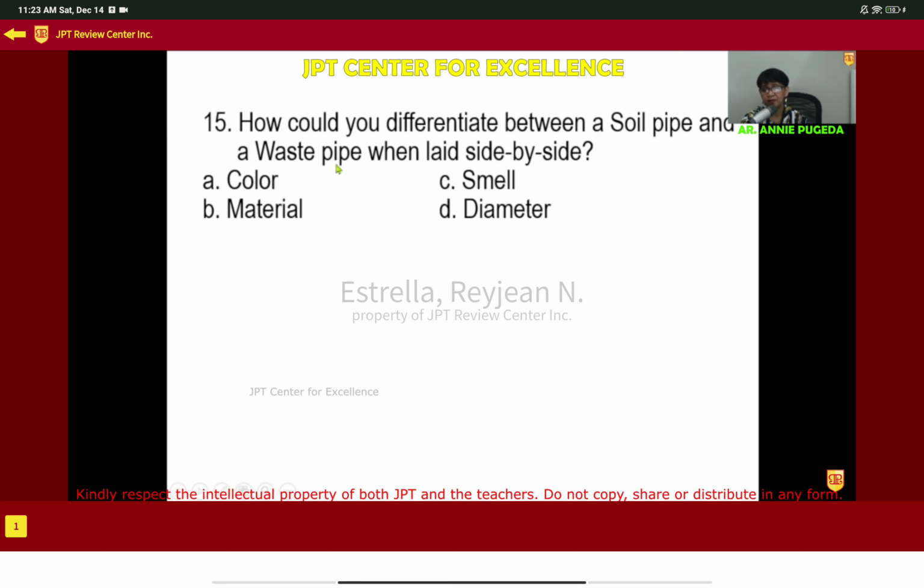How could you differentiate between a soil pipe and a waste pipe side by side? Sabihin na natin parehong plastic. Abay, kulay orange ang dalawan to, diba? Kulay orange. So, color wala na. Material parehong UPVC. Eh di sa diameter, mas malaki diameter na soil pipe compared mo with a waste pipe. Maliwanag po mga nakis.